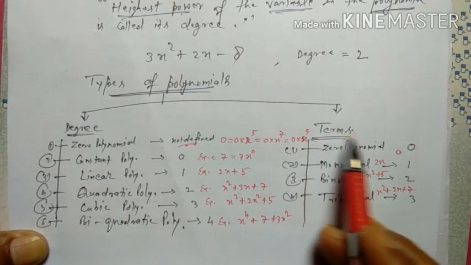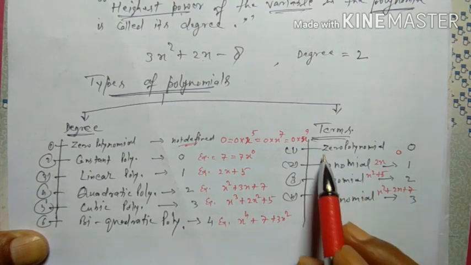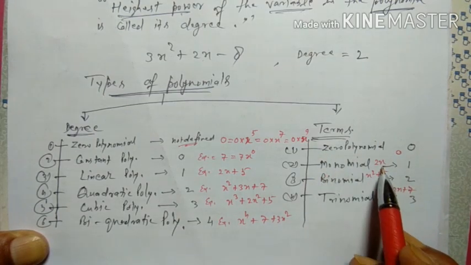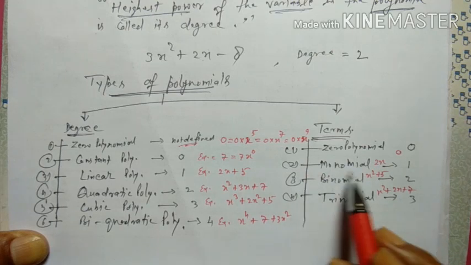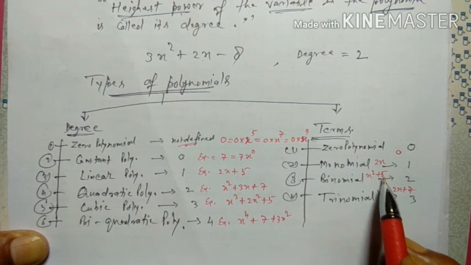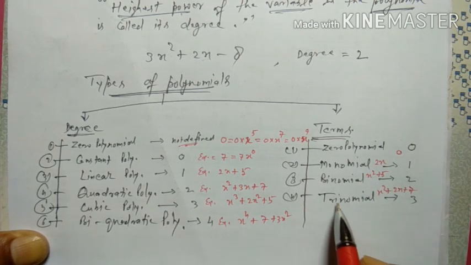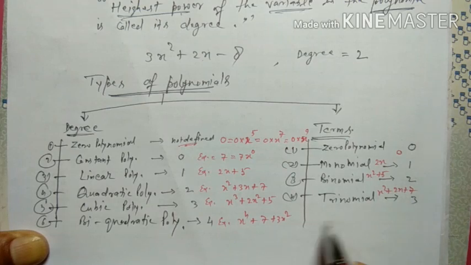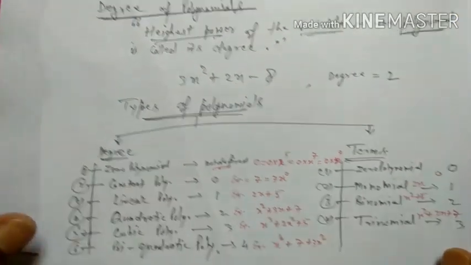And on the basis of terms, 0 is the zero polynomial, and if there is one term, like 2x, this is a monomial. When there are two terms, like x squared plus 5, this is a binomial. Trinomial, there are 3 terms. Tetranomial, 4 terms. Pentanomial, 5 terms, and so on.